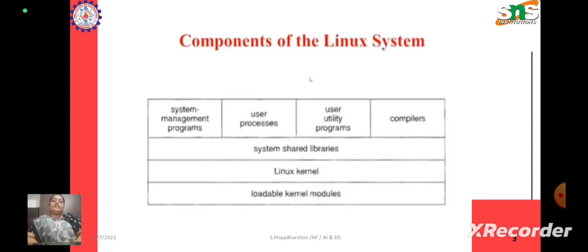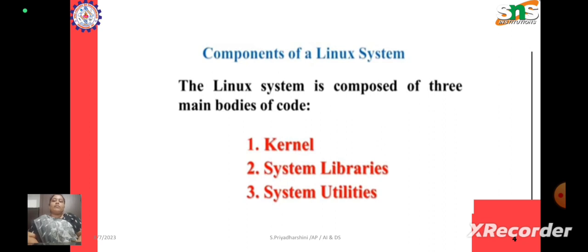Now, the components of the Linux system are being shown on the screen. The components of the Linux system can be divided into three categories. At the bottommost level, we have the Linux kernel and the loadable kernel modules, and the middle layer consists of the system libraries. Above the layer of system libraries, we have the system utilities, the system management programs, as well as the user processes. So we can say that the Linux system is composed of three main bodies, namely the kernel, the libraries and the system utilities. We'll be seeing each of them in detail.